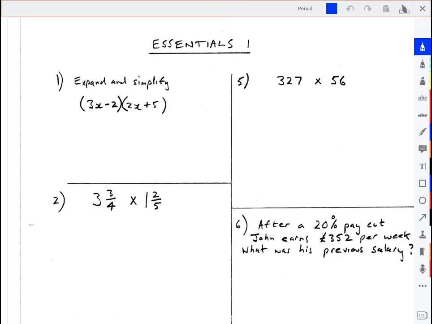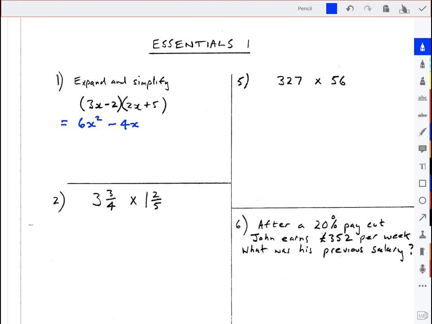Question 1. Expand and simplify (3x − 2)(2x + 5). Four bits of multiplication. Everything in the first bracket has to be multiplied by everything in the second bracket. So I'll begin by multiplying the first bracket by 2x. So we get 3x multiplied by 2x is 6x squared. Minus 2 multiplied by 2x is minus 4x.